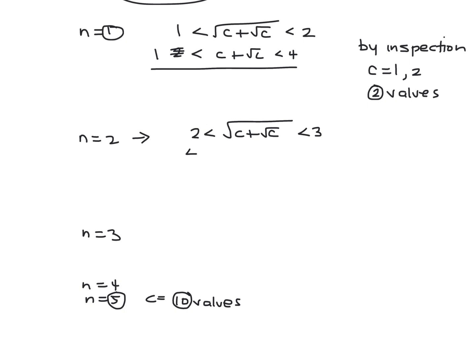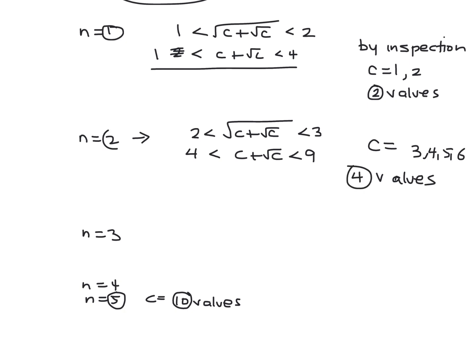If I square both sides, I get 4 less than c plus root c, and that's 9. And then again, by inspection, you'll get that c is equal to either 3, 4, 5, or 6. So that gives you 4 values. So n is 2, we got 4 values. Let's try n is 3. And then I'll let you do this. You do this then, because I'm sure that you can.